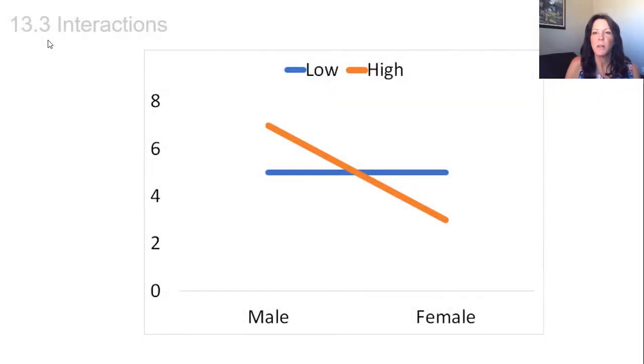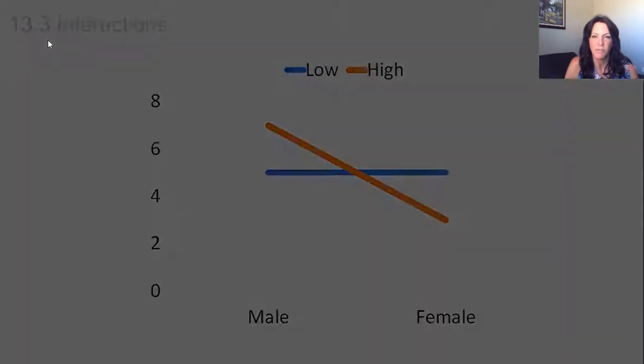And this is what it would look like if we plotted it out. Low dosage is in blue and high dosage is in orange. And you can see the lines crossing each other. That means that there's an interaction. When you have lines that are graphed and they cross, it indicates an interaction.